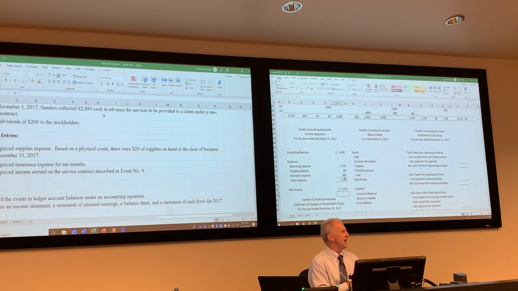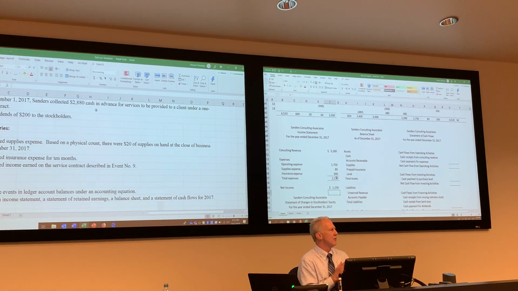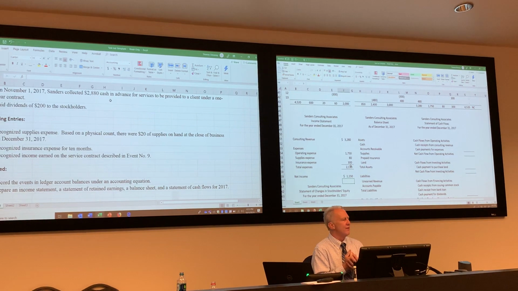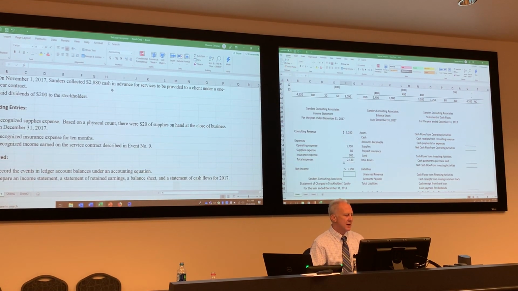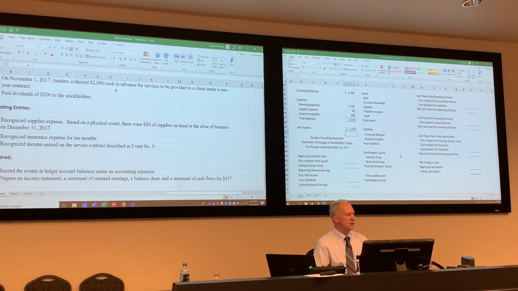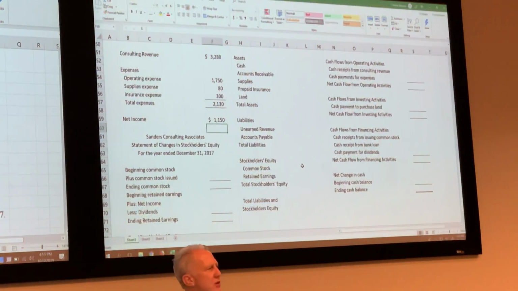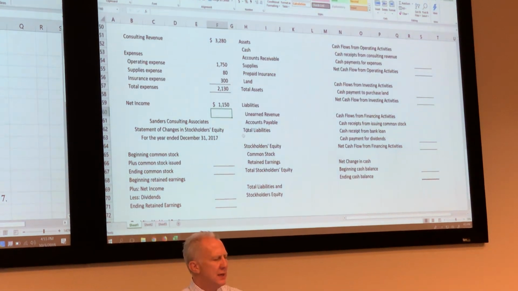My net income is my revenue minus my expenses. We went over the basic financial statements today, and that's the income statement. Revenue minus expenses. Yes? Net income is $1,150. Okay? Next, we're going to do our statement of changes in stockholders' equity. We're going to need that complete in order to do the balance sheet, because we need the equity numbers.